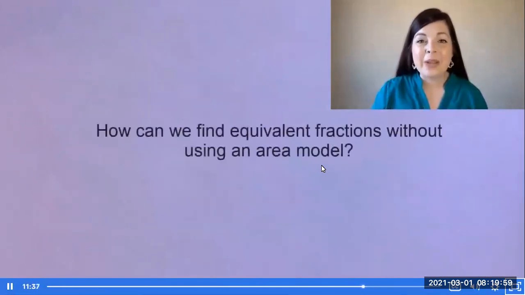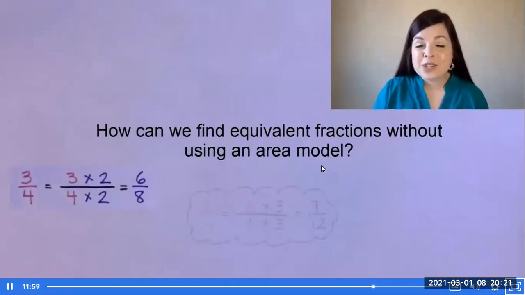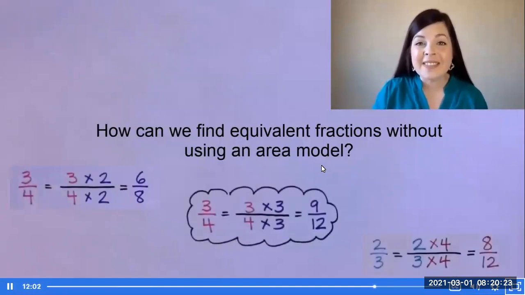Now let's think about how we can create an equivalent fraction without having to draw an area model first. Think about what we've done in our lesson today. How would you explain to a friend how to create an equivalent fraction without having to draw an area model? Pause the video to talk out your thinking. In our lesson, we've doubled, tripled, or quadrupled the numerator and the denominator. We've multiplied the numerator and the denominator of a fraction by the same number to create an equivalent fraction.